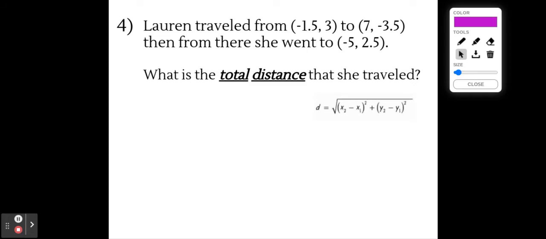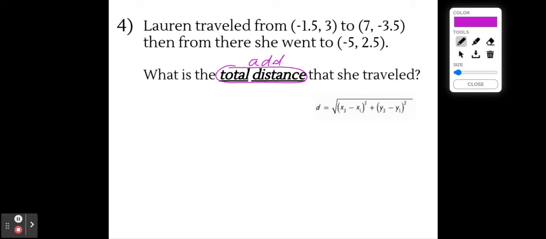On the last one here, number 4. Here our problem states Lauren traveled from (-1.5, 3) on the coordinate plane to (7, -3.5). And then from there, she went to (-5, 2.5). Now we see some decimals in there, right? Now we're asked for the total distance that she traveled. So we want total distance. So I'm just going to circle that to keep in mind. Now when we're finding the total of anything, we're going to be adding. Okay, so we will be adding, unlike last time when we were subtracting.